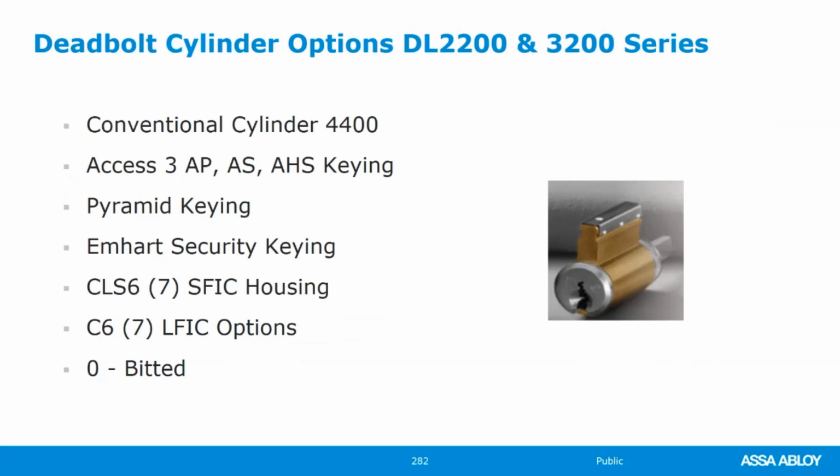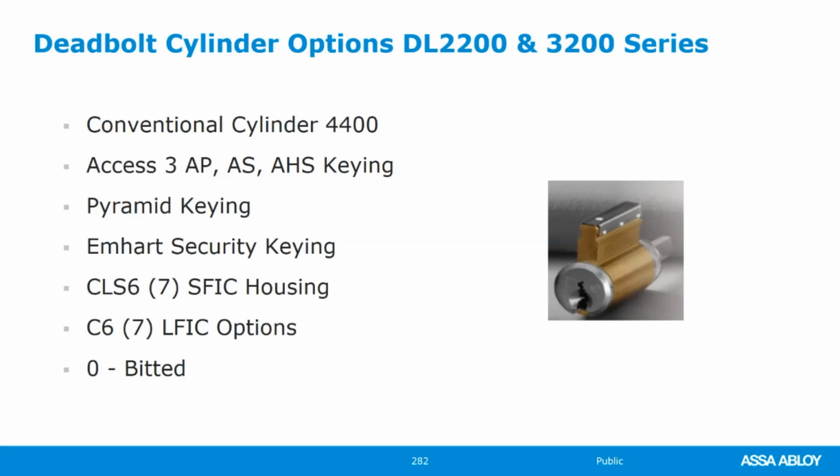The 2200 and the 3200 utilize our component cylinder. It's a conventional 4400 series cylinder. We can do our Access 3 patented security and high security keying. We can do our Pyramid. We can do our M-Heart security as well. We can give you this lock with a small format interchangeable core housing, a CLS6.